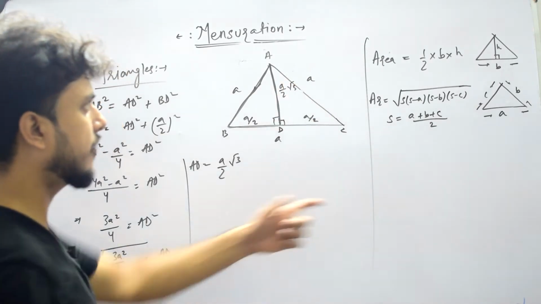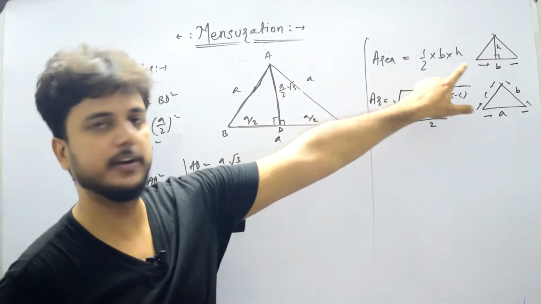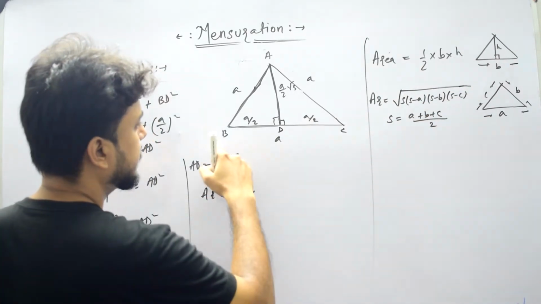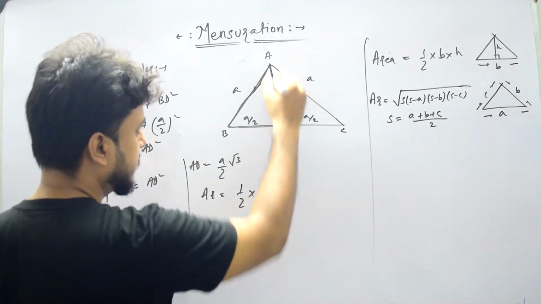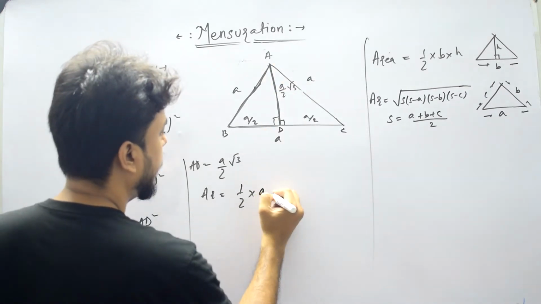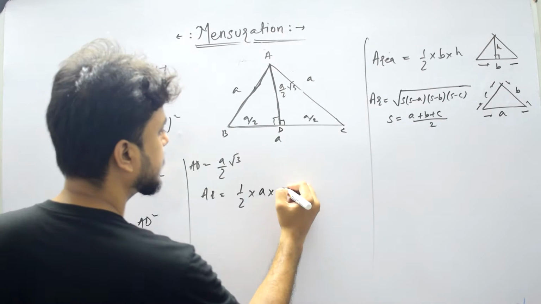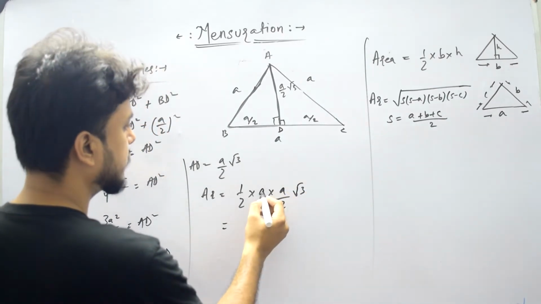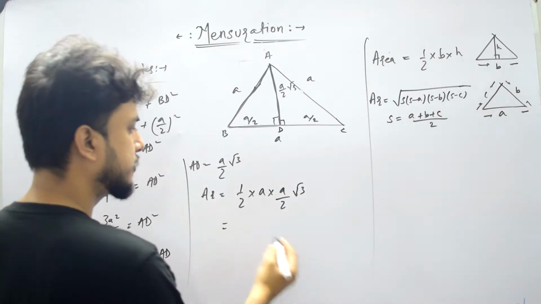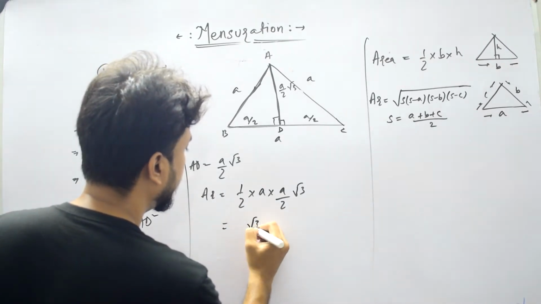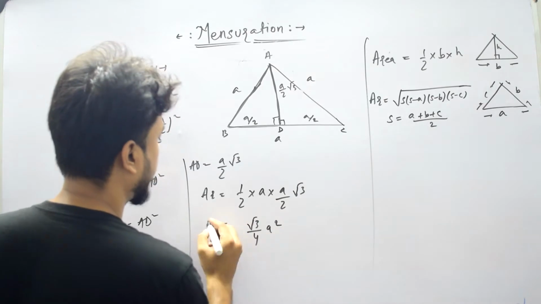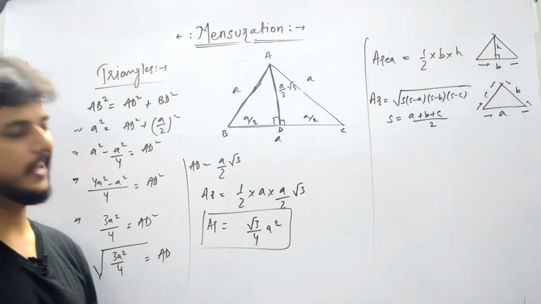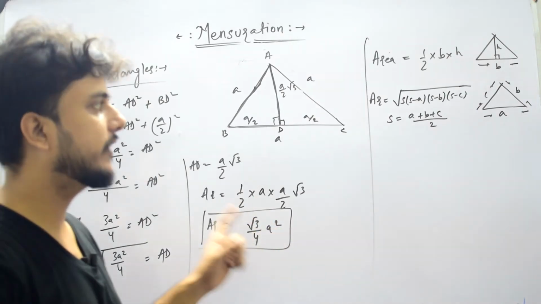Now we will use the formula, half into base into height. So area becomes half into, see, this total length is base. If this is the height, then BC is the base. So base is A and height is A by 2 into root 3. Now we'll multiply this. So A into A is A square, 2 into 2 is 4. So we will get root 3 by 4 A square. This is the area of an equilateral triangle, root 3 by 4 A square. What is A? A is the length of each side.